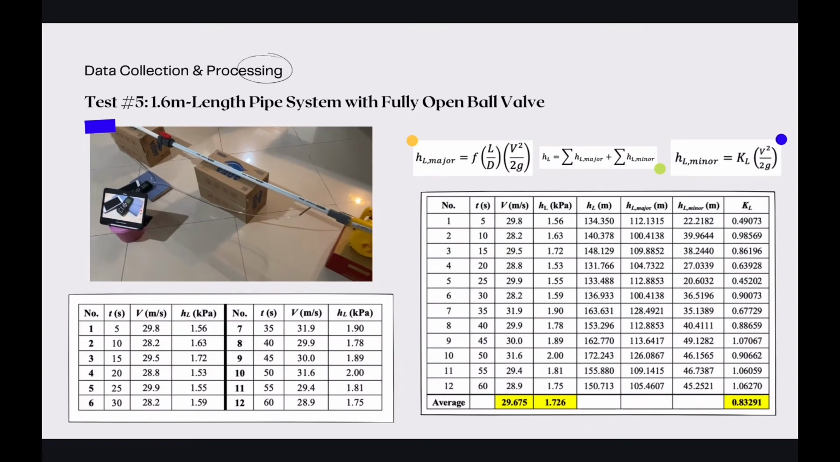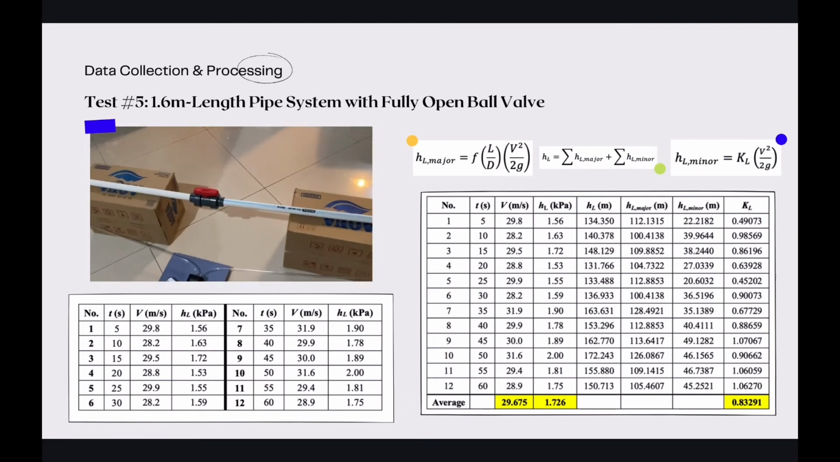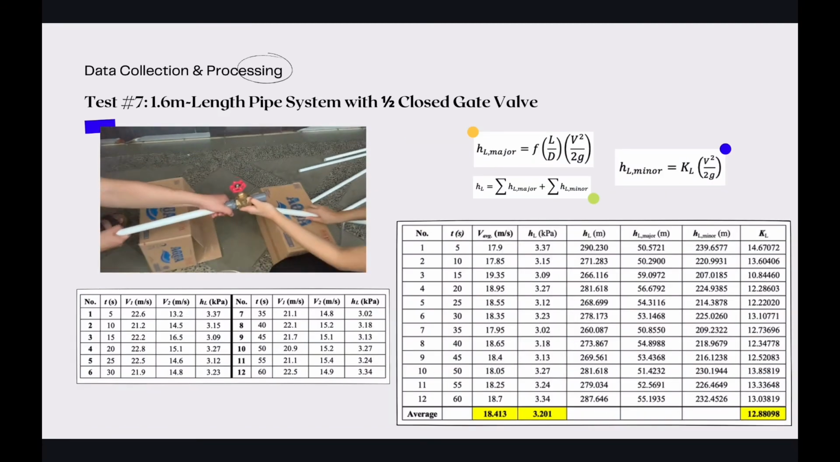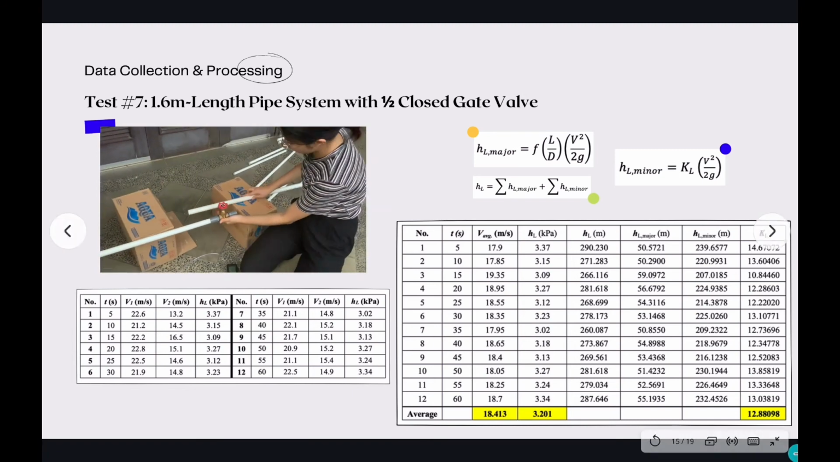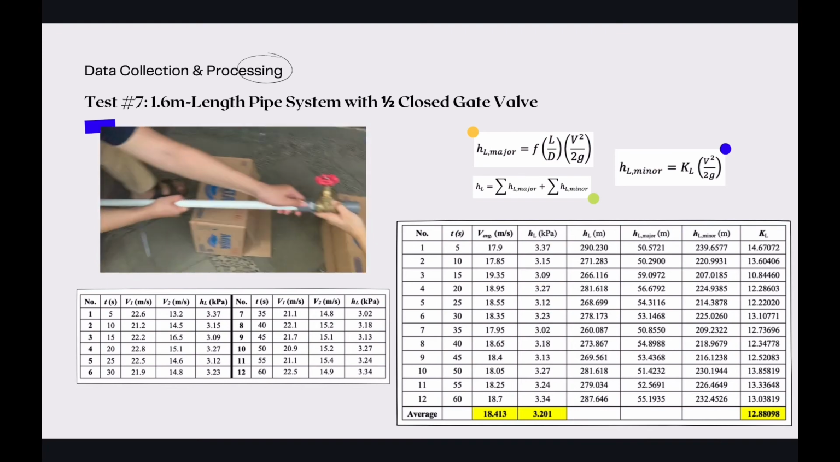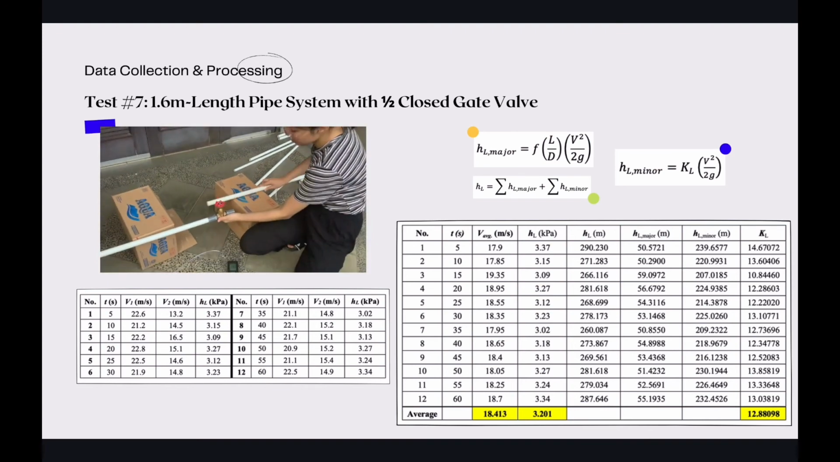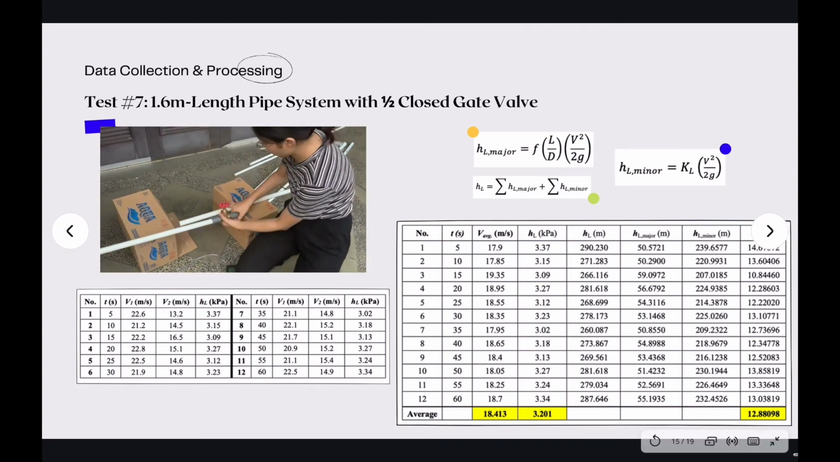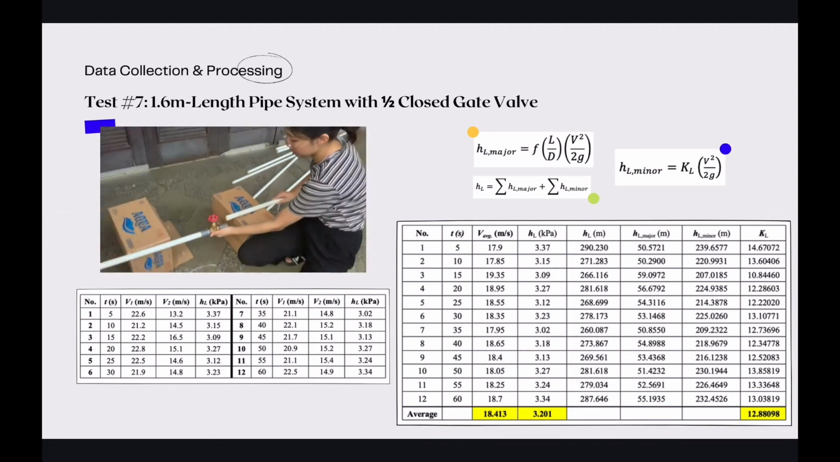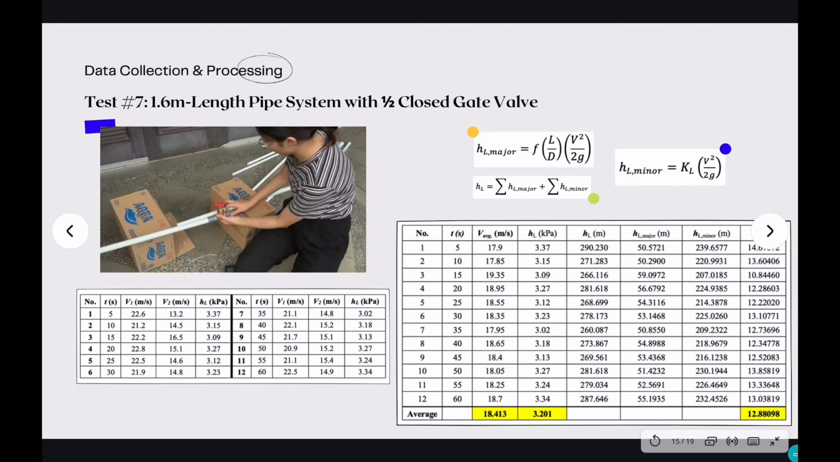Now, tests 5, 6, and 7 are basically the same as tests 2, 3, and 4, but the total length of the pipe system used is 1.6 meters instead of 2 meters. We can also see here that the gate valve is being positioned to be half closed before starting the experiment.